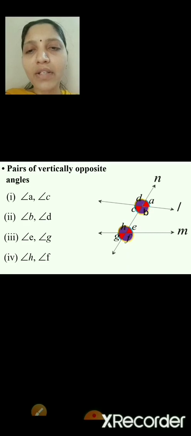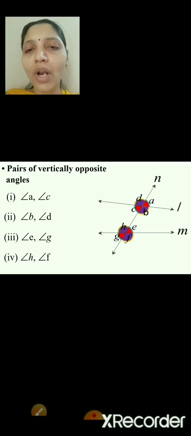Now the next part we are going to see is the pairs of vertically opposite angles. Now we know that opposite angles, same way, vertically opposite angles, there are four pairs of vertically opposite angles formed here. Let's start. First pair will be angle A and angle C. Second pair will be angle D and angle B. Next pair will be downside angle E and angle G, angle H and angle F. So these are the four pairs of vertically opposite angles.